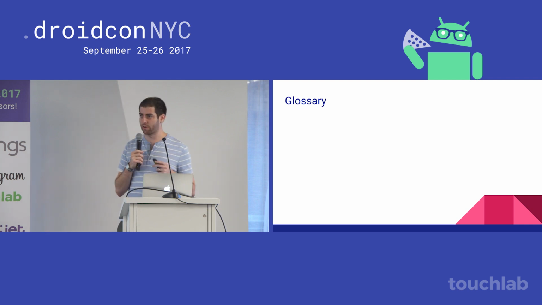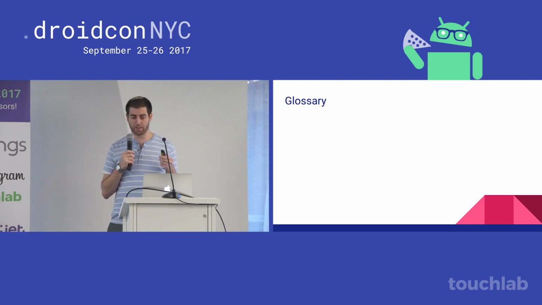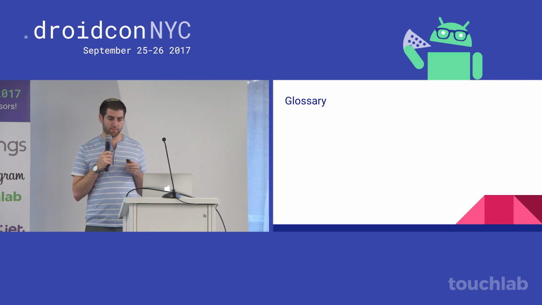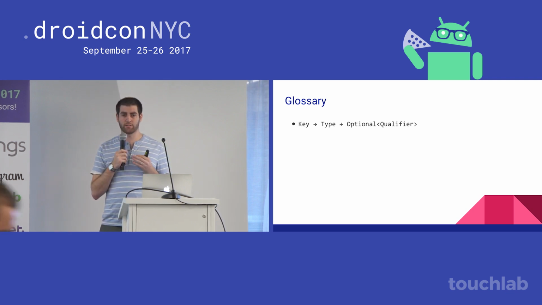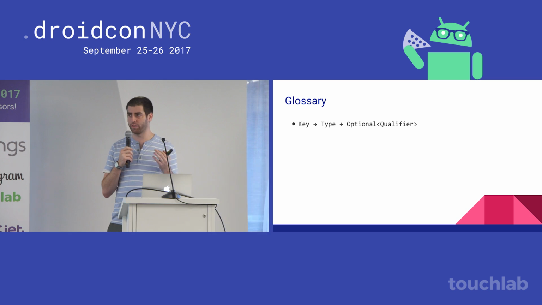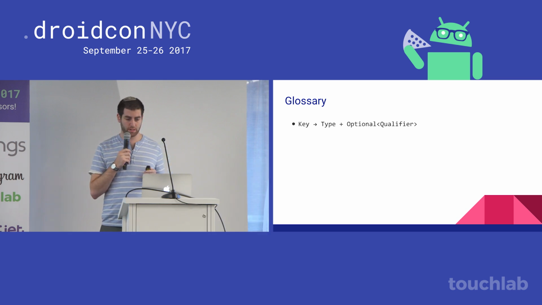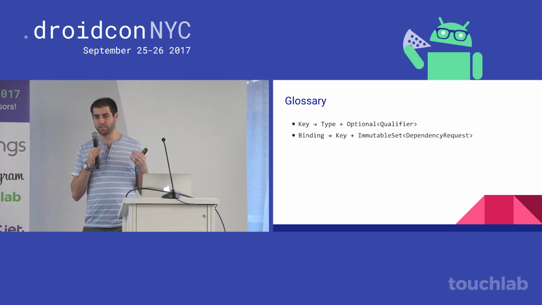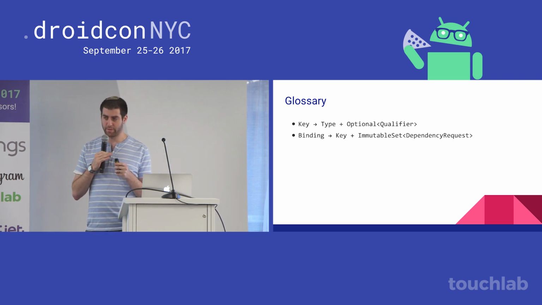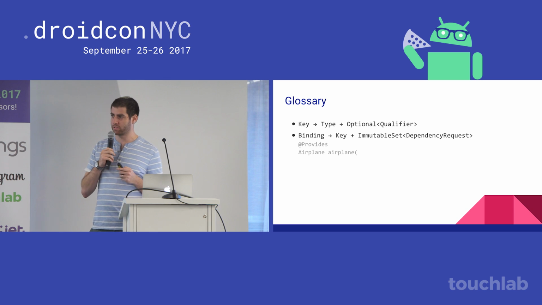So let's go over a few terms that will be helpful throughout the rest of the talk. First, we have the concept of a key, which is a type and an optional qualifier. This should be pretty obvious to everyone. And a binding is the conjunction of a key and a set of dependency requests. You might ask what a dependency request is, and we'll discuss that in a second.